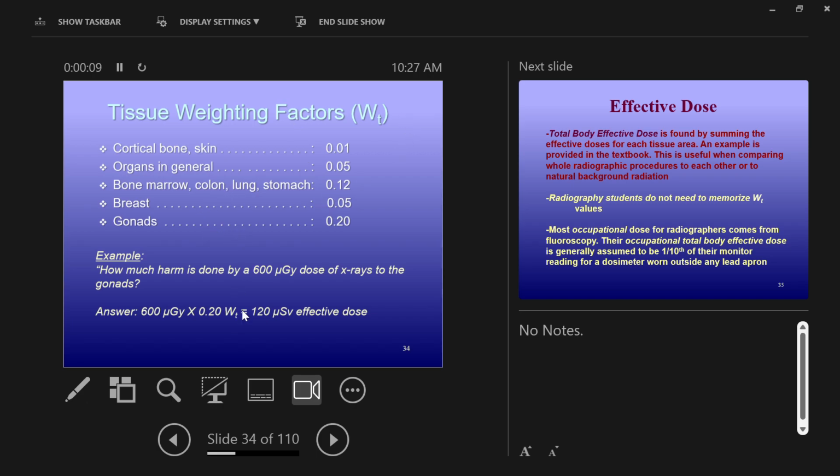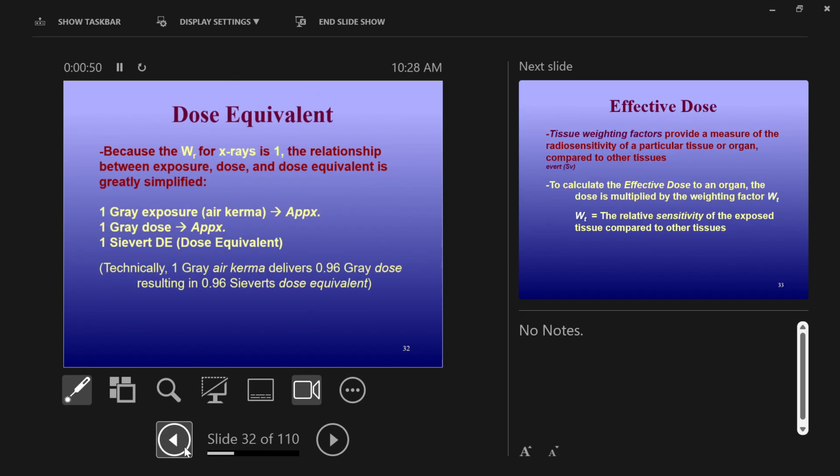So good. All right. So you can ask, some patient is exposed to 600 micrograys, so 600 millionths of a gray of X-rays to the gonads. By the way, before answering this, what would their dose equivalent be if they got 600 micrograys of absorbed dose? Ignore tissue weighting factor. I said dose equivalent, not effective dose.